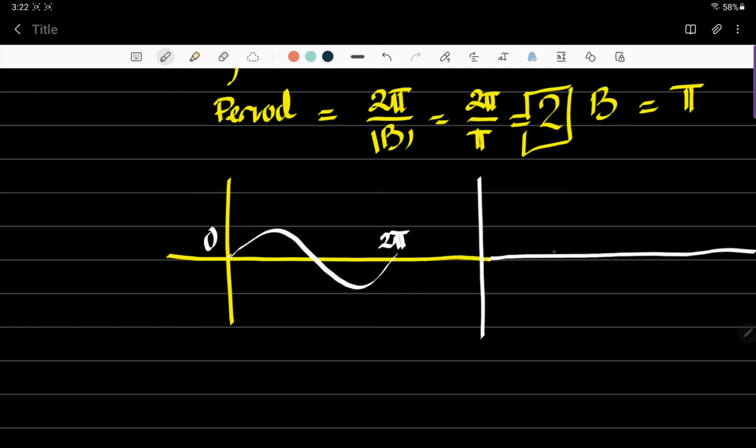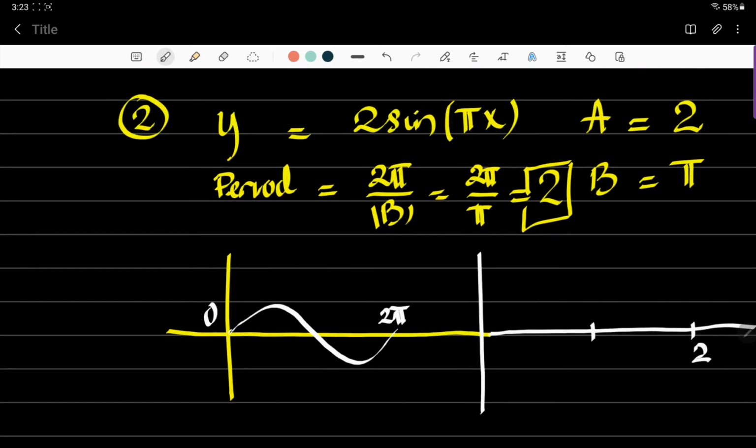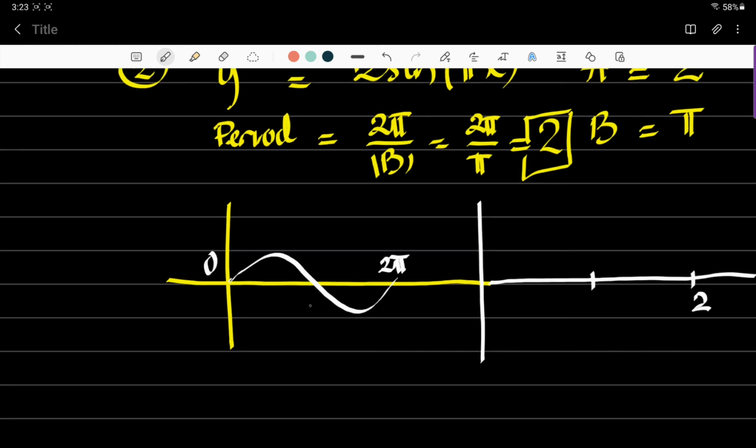Okay, so now we break it down, it will become 1 and 2. You set up 0 and 2 pi because my period is not 2 pi anymore. My period is 2 now, right? So this one here is pi half, and then right here is 1. I cut it in half. And this one here is pi over 2. This one here is 1 half. The other one, this one here is 3 pi over 2.